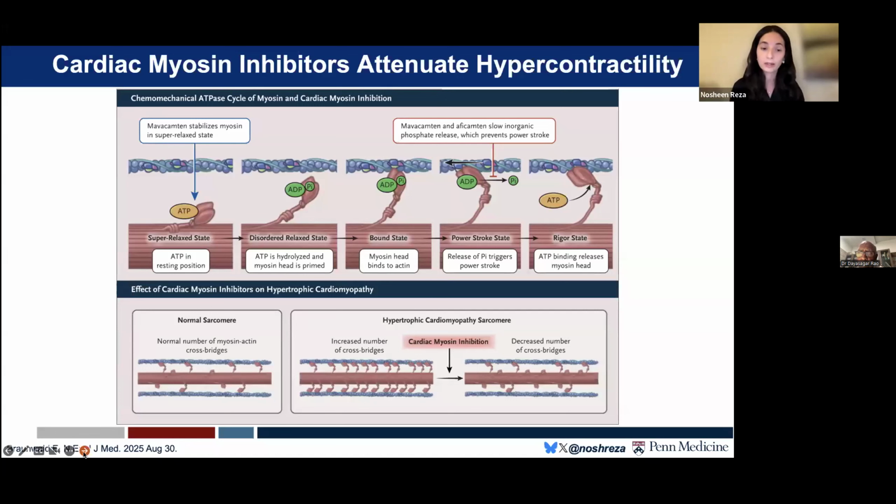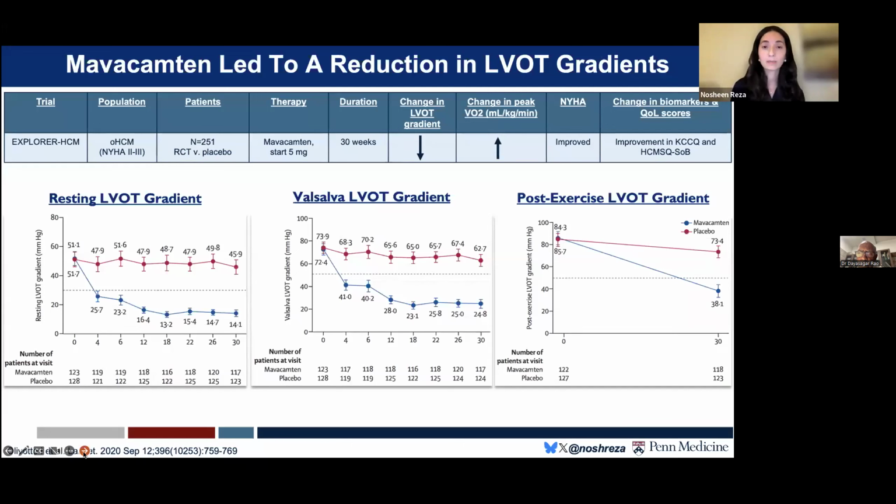Now, mavacamten has been studied in several clinical trials, so I'll spend the next few minutes just running through the major clinical trials that have led us to this current era that we're in, contemporary cardiac myosin inhibitor or CMI care. Our first major phase 3 clinical trial in obstructive HCM patients of mavacamten was the EXPLORER-HCM study. To that point it had been the largest randomized controlled trial of patients with obstructive HCM. The therapy tested was mavacamten at a starting dose of 5 milligrams. The duration of the trial was 30 weeks.